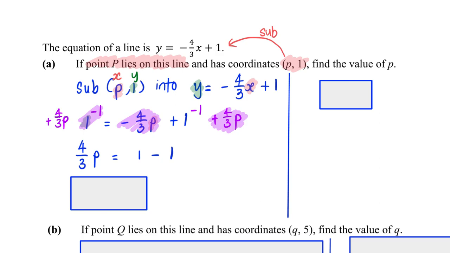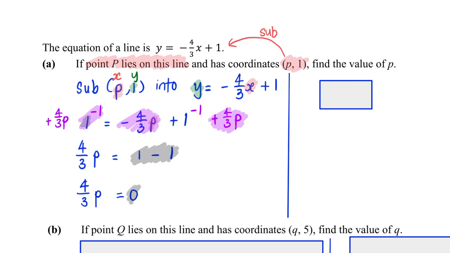Okay, and my next line is simply to continue to simplify this. 1 minus 1 equals 0, and last but not least, I will need to divide by 4 over 3 on both sides. And when I do that, I will get back my 1P. 0 divided by 4 over 3 will give me a value of 0. And that will be the answer for this part A.